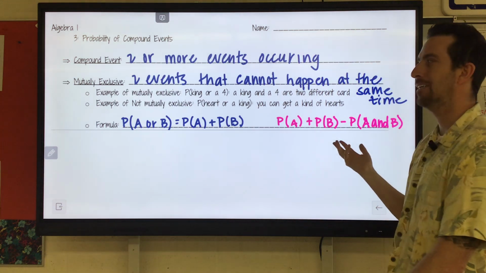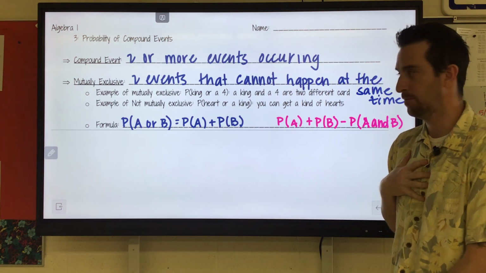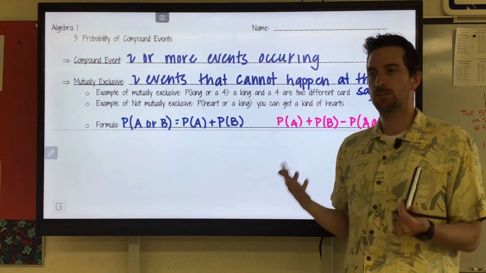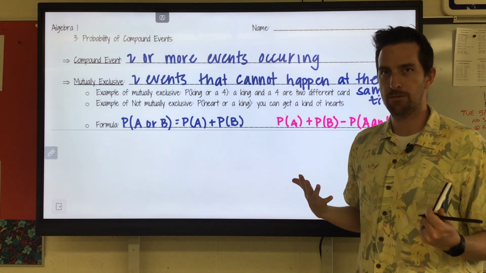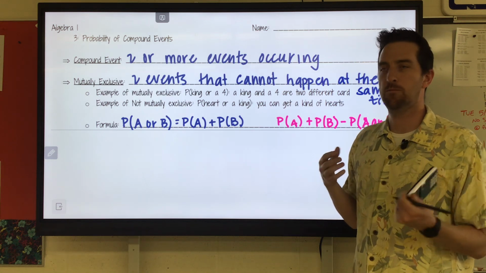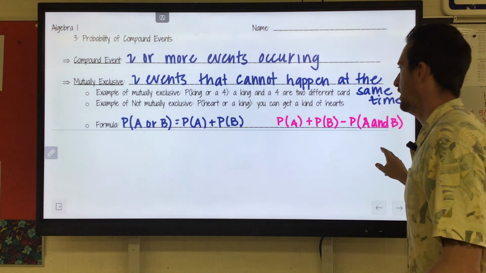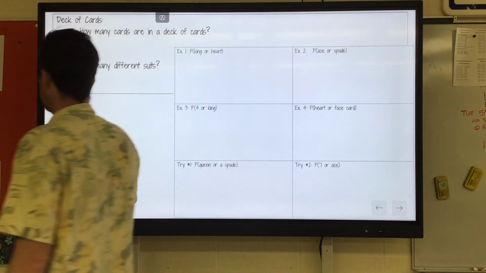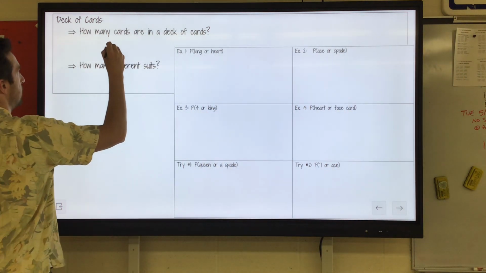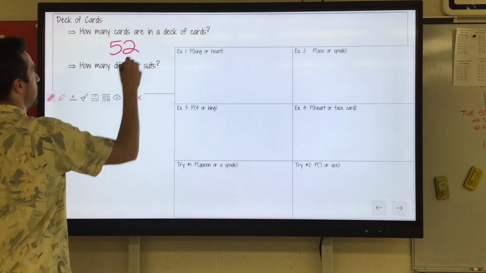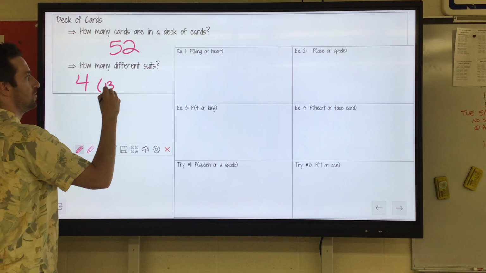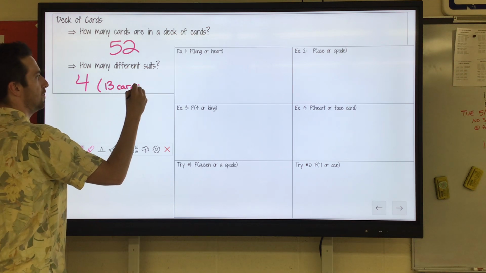The formula is kind of, I think, overcomplicated. But if you see the word or, you're kind of giving yourself a more likelihood that that would happen. So you're actually going to add those probabilities together. We'll get there. Let's do that. So we're thinking of a deck of cards. There are 52 cards in a deck, and there are 4 different suits. So there's 13 cards per suit.